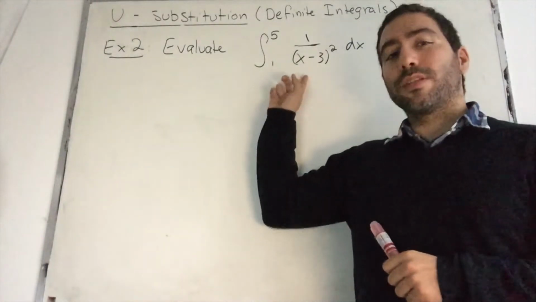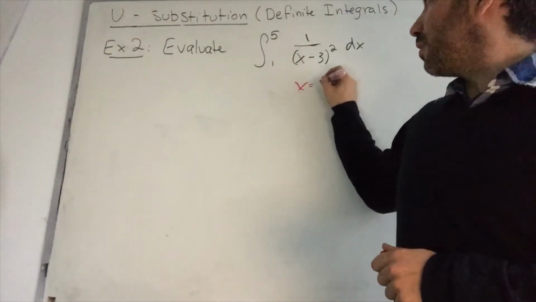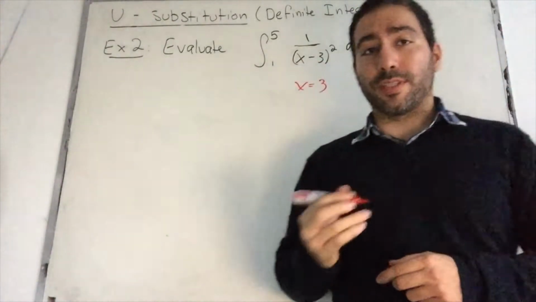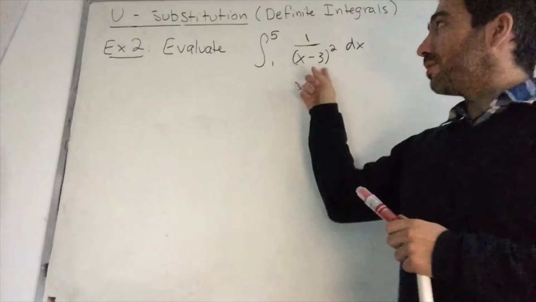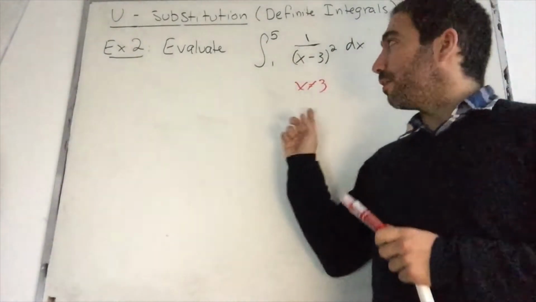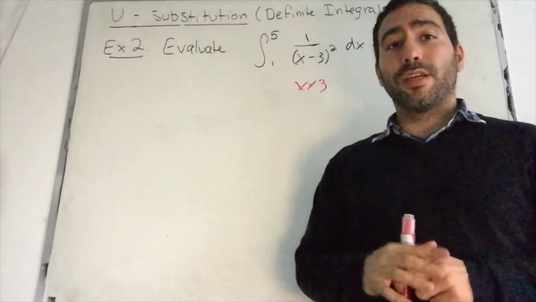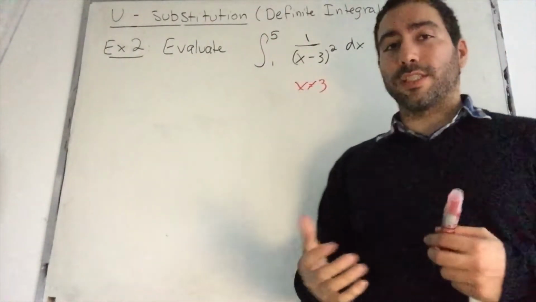Is this thing continuous? No, it's not, because if you substitute x with 3, you're going to get 3 minus 3, which is 0. 0 squared, you're dividing by 0. X cannot be equal to 3. And is 3 in the bounds of integration? Is 3 in between 1 and 5? Yes, it is. So this integral does not exist. You do not compute it.